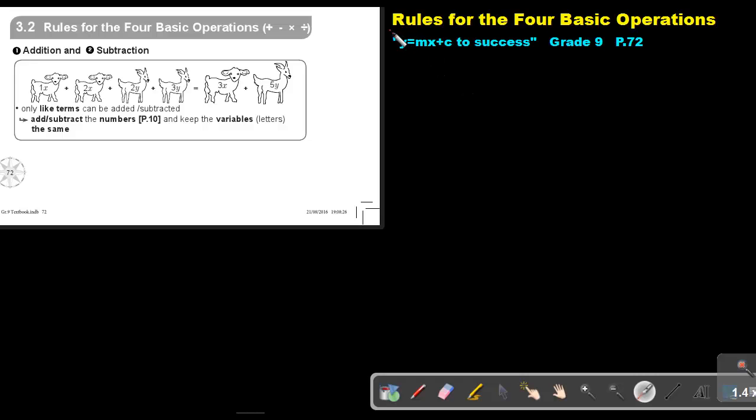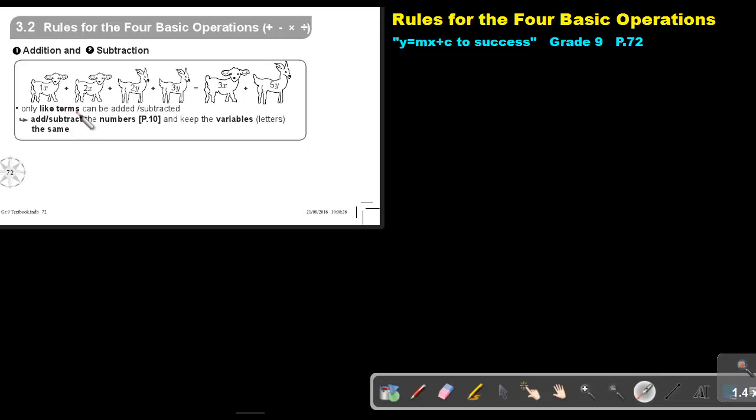Part 2. Rules for the 4 basic operations. You will find this on page 72 in the Namibian Mathematics Grade 9 textbook, Y equals mx plus c to success. Let's look at the rules for the 4 basic operations: addition, subtraction, multiplication, and division. Let's start with addition and subtraction.